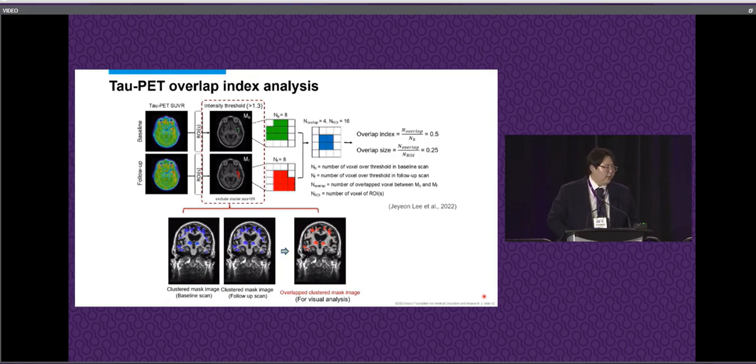We used an intensity threshold of 1.3 to extract the cluster map, for both the baseline scan and follow-up scan. Based on those cluster maps, we extracted an overlap cluster mask image, which was used for visual analysis for comparing with IHC and ARG results.